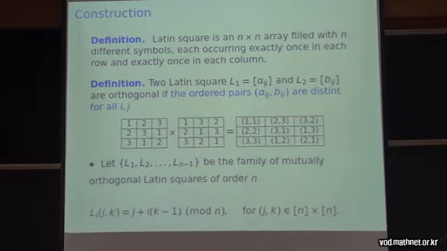So this is the one you get from the standard construction of the finite projective plane, using just the field on P elements, right? This is the standard set of orthogonal Latin squares that you get from this standard projective plane construction.